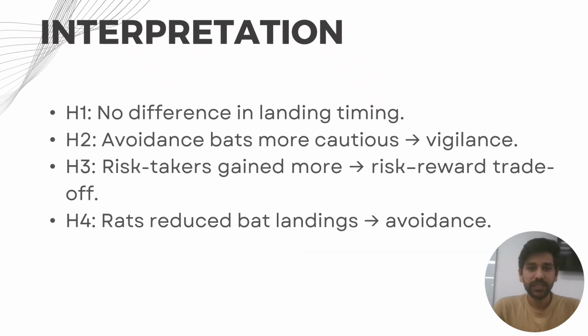When we interpret these results, we see that one test was neutral, but three tests strongly supported predator-like behaviors. Avoidance bats were more cautious, risk-takers faced trade-offs, and overall rat presence reduced bat foraging activities. Together, this pattern suggests predator risk rather than simple competition.